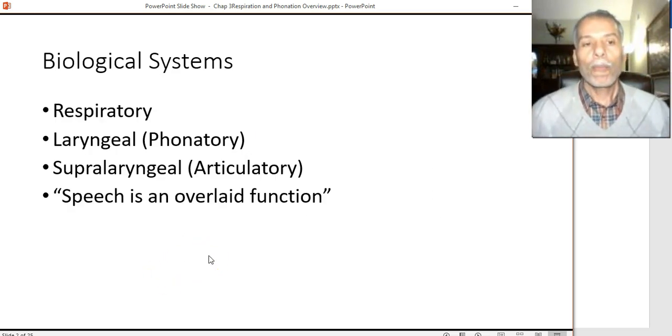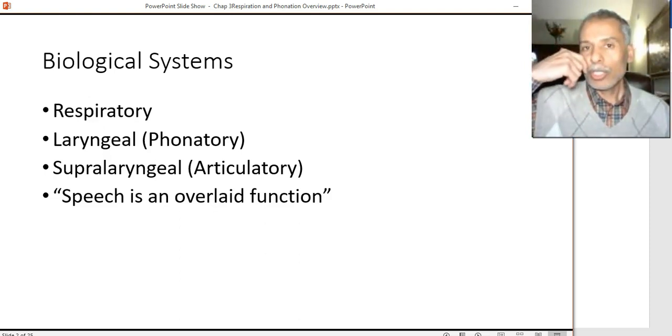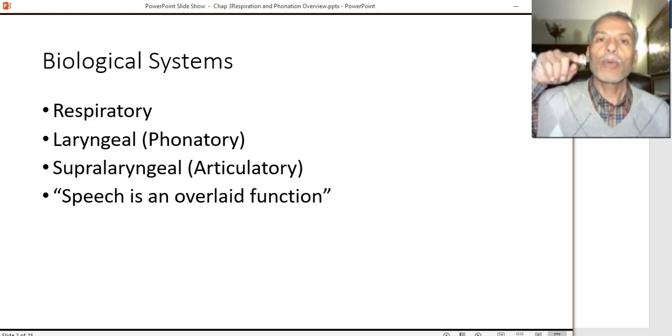So first, the respiratory system has basic biological functions to enable us to survive. And we know that the value of it is to enable us to exchange gases with the environment, where we take in oxygen and then release carbon dioxide.